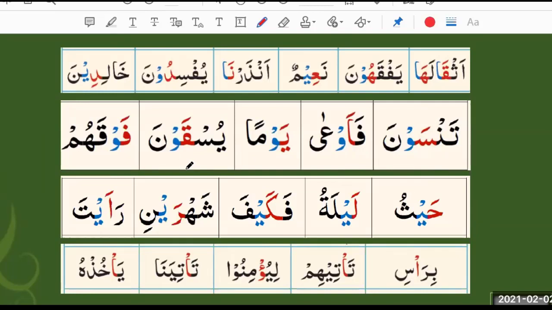Yawman, yuskawna, fawqahum, haythu, laylatu, faqayfa, shahu, Shahwaini, Ra'ayta, Bira'si, Tati.